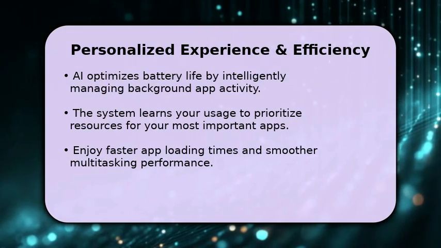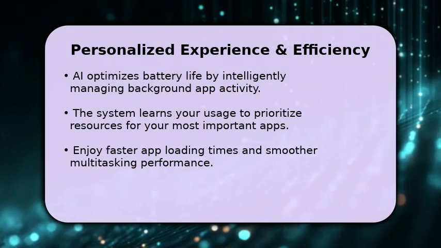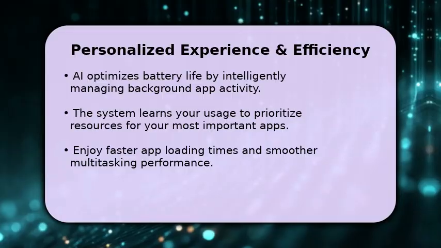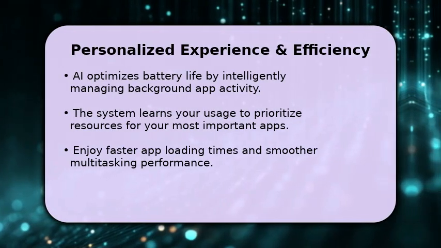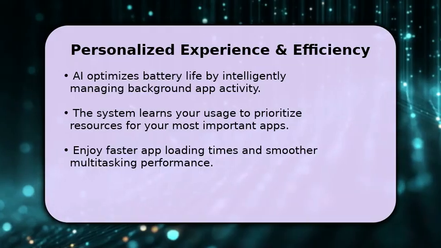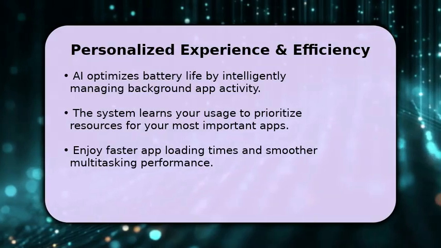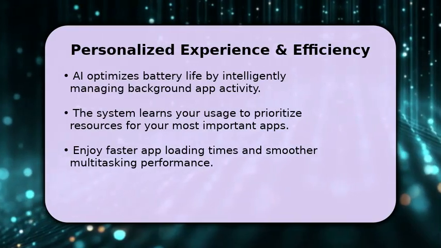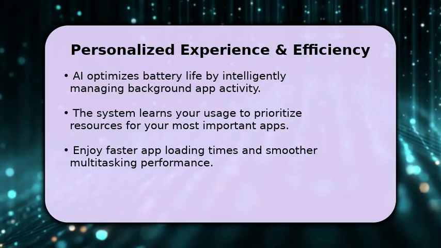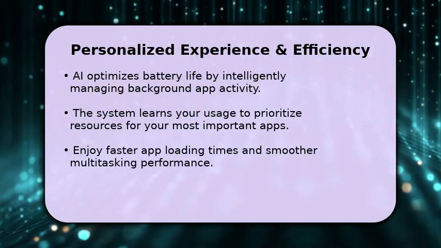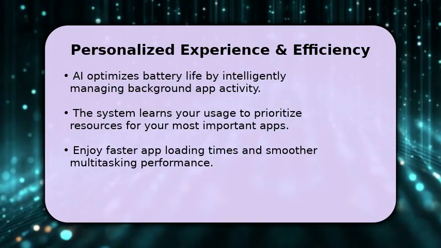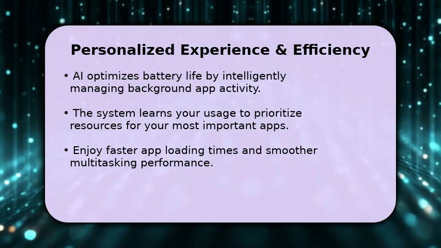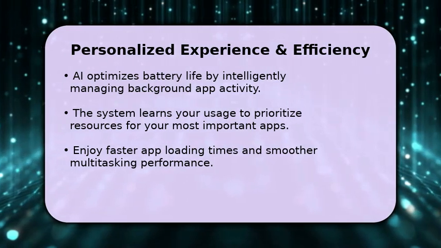Finally, Oxygen OS AI features deliver a truly personalized and efficient experience. The system intelligently manages battery consumption, learning your usage patterns to extend your device's life by up to 20% daily. It also prioritizes resources for your most frequently used applications, ensuring they launch quickly and run smoothly. This adaptive learning creates a smartphone that feels uniquely yours, constantly optimizing performance and tailoring itself to your habits, ultimately providing a seamless and highly responsive user experience every single day.